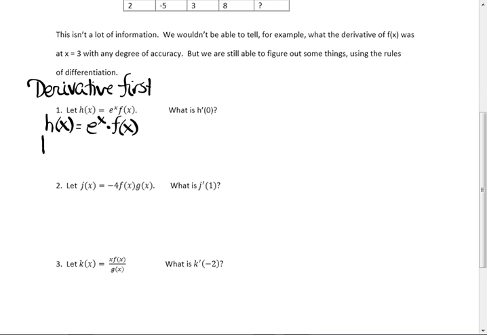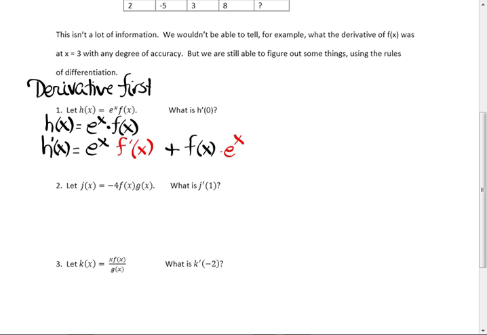So h prime of x is equal to e to the x times the derivative of f of x. Call that f prime of x. Because remember, these are just two functions. I, in particular, know that that's e to the x, but that doesn't matter. Plus, then I have f of x times the derivative of e to the x. That's the easy one. What's the derivative of that? e to the x.